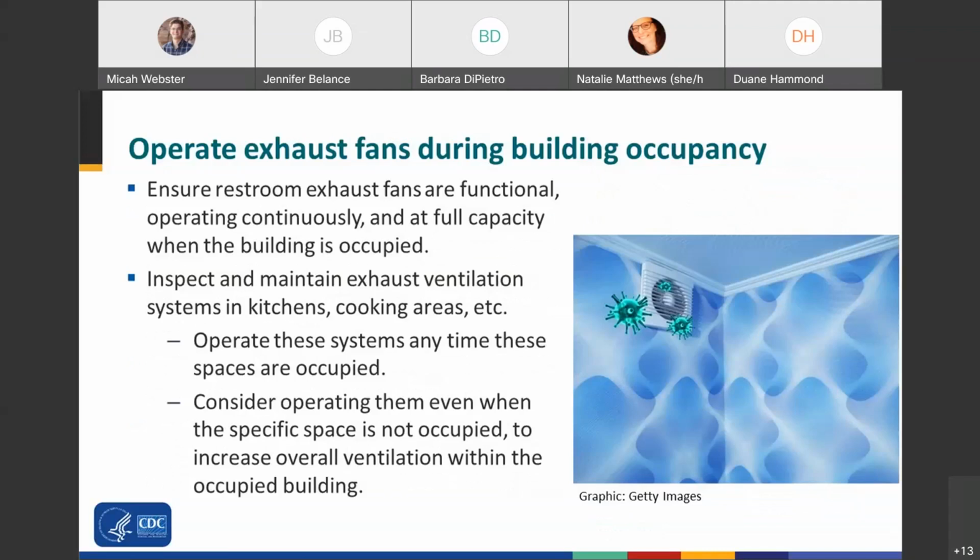Operate exhaust fans during building occupancy. Ensure your restroom exhaust fans are functioning, that they operate continuously at full capacity at all times when the building is occupied. Similarly with the kitchen fans, operate these systems anytime spaces are occupied, and even consider operating them when space is not occupied to increase overall ventilation in the building. Next slide, please.